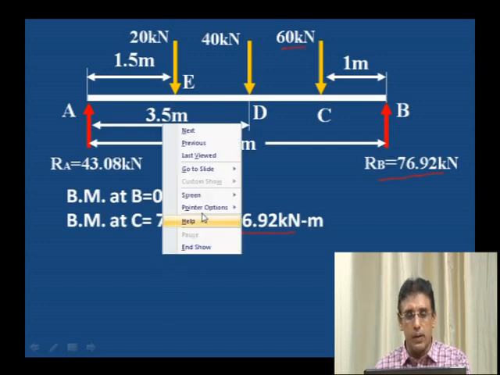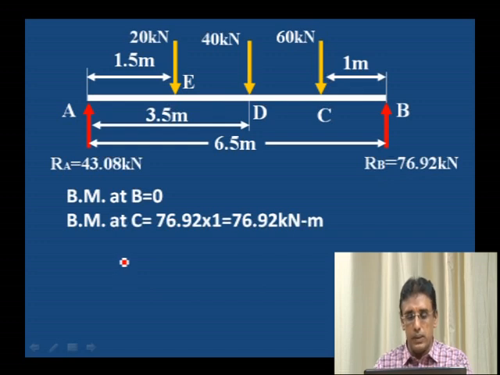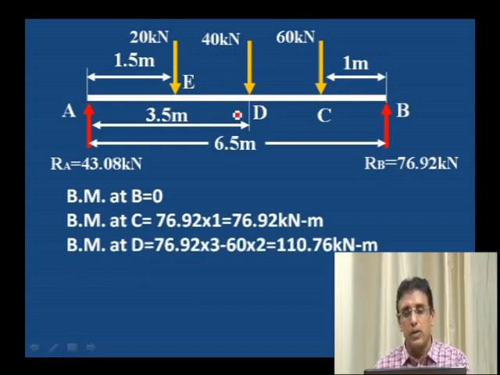Next, bending moment at point D. You have to see the right side of D, or you can calculate from the left side of D. Right side of D, what are the forces acting? One is RB and another one is 60 kilonewton. First, take the moment of RB. RB moment is anti-clockwise, that is why we will consider it positive, and the moment due to the 60 kilonewton load at C is clockwise, that is why we will consider it negative.